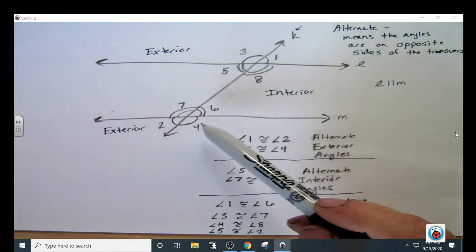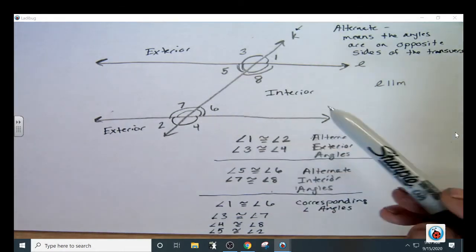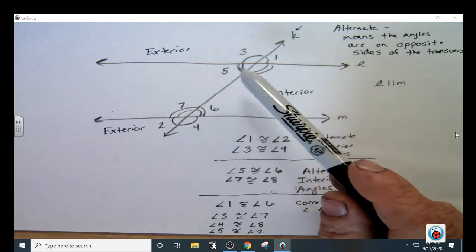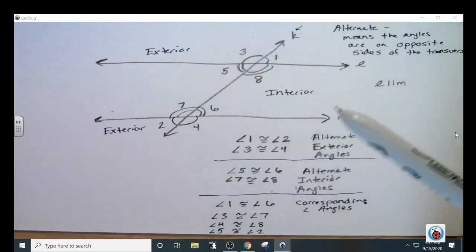Guys, I've taught Math 2 quite a bit, and corresponding angles are usually the ones that people miss the most, because they're going to be very similar to the ones we're going to talk about here in a minute.